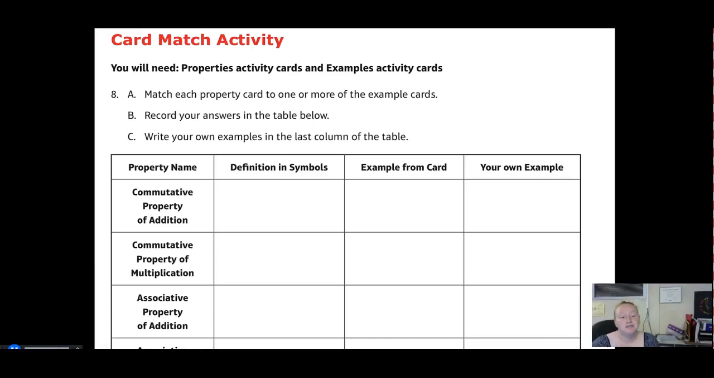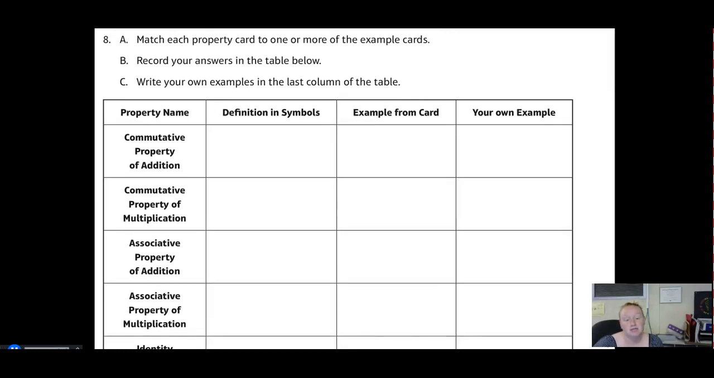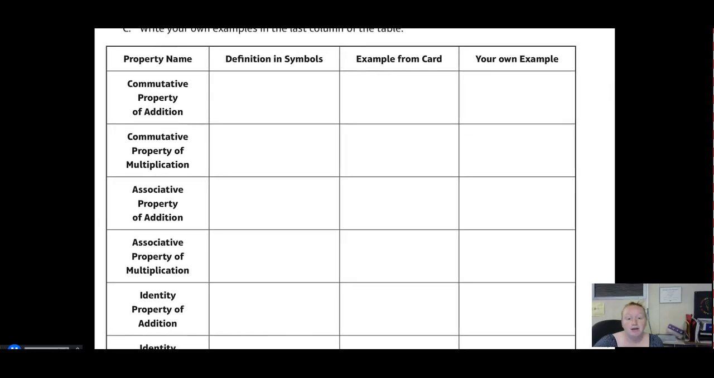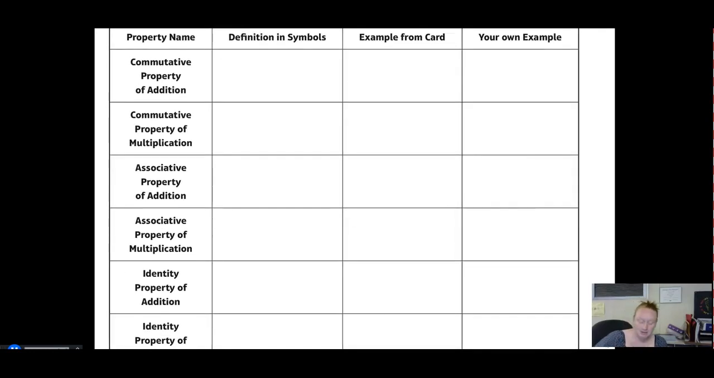Okay, so this says it wants you to do a card match activity. Right now we're not going to do a card match activity because we already did that in class. We did that on Desmos, and we matched our cards all together. So what I want you to do is come up with your own examples. For those of you that that's too difficult for, that's why you're watching this video with me.